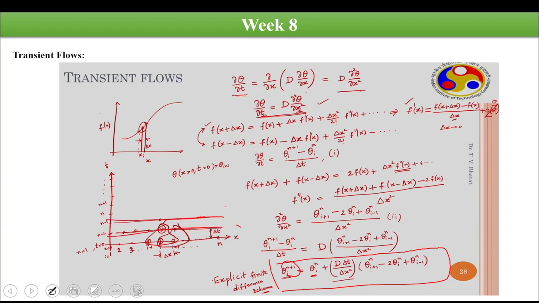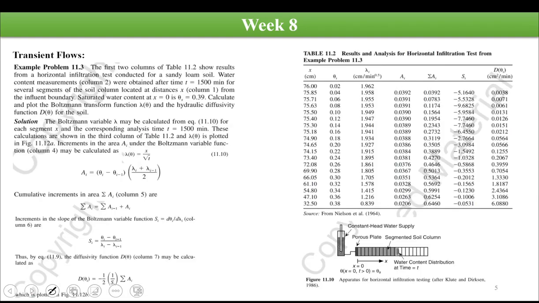That is the iteration at a particular time level, n plus 1th. Let's say this one is n and this one is n plus 1. So for the n plus 1th level, theta i will be equal to theta i at the nth level plus diffusivity times delta t upon delta x square, times theta i plus 1 at the nth level minus 2 times theta i at the nth level plus theta i minus 1 at the nth level, right? So using this equation, we can solve the diffusivity equation, right?